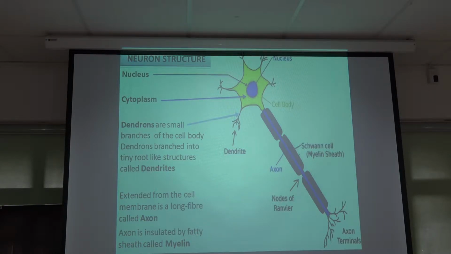So this long extended fiber is what is called the axon. From the axon terminal, you have this extended fiber which is surrounded by an insulated fat material called myelin.